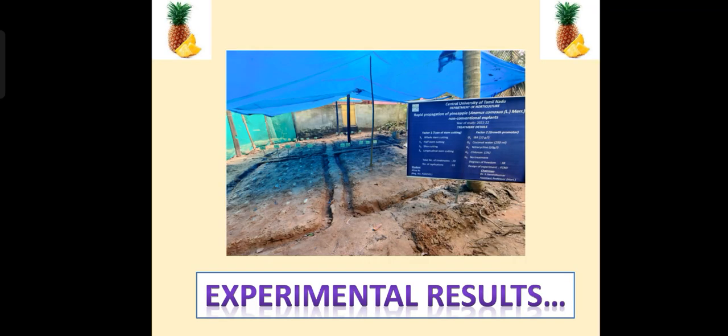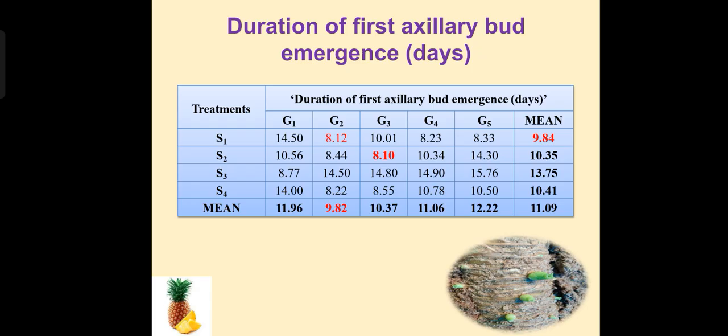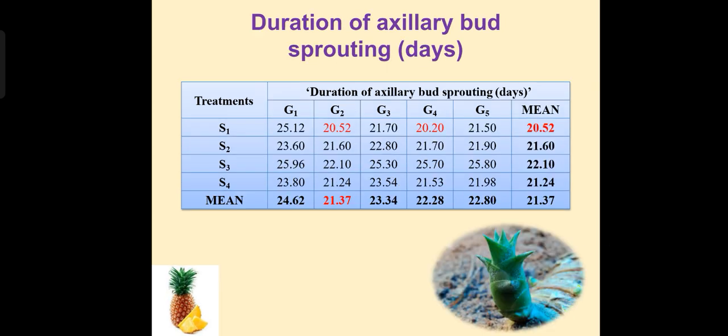Now we can see the experimental results. The first parameter is duration of first axillary bud emergence. That is, the early emergence of buds was seen in S1G2, that is coconut water treated whole stem cuttings, which produced its first bud emergence in 8 days. The duration of axillary bud sprouting, that is sprouting means the leaves production. The first true leaves were produced early from S1G2, that is within 20 or 21 days. The whole stem cutting treated with the coconut water has produced its axillary bud sprouts.